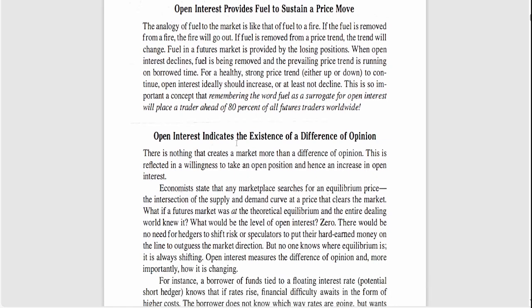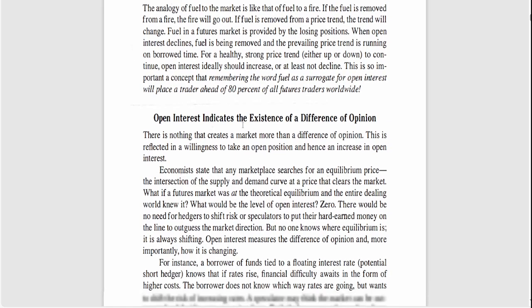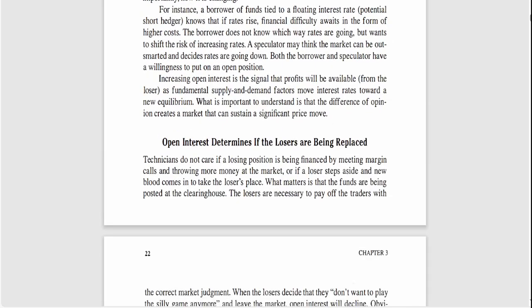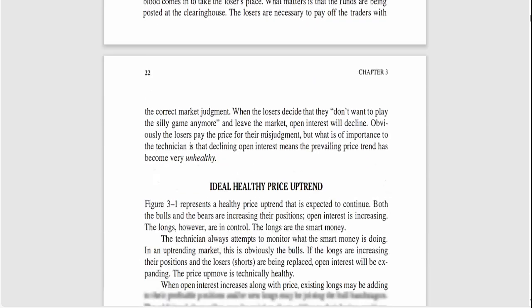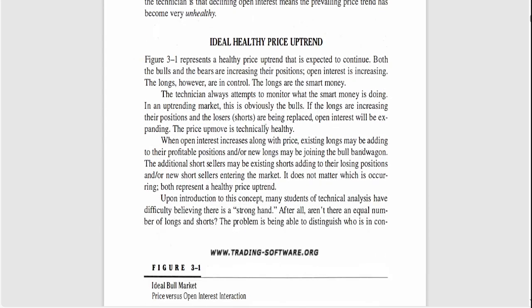Open interest indicates the existence of a difference of opinion. Open interest determines if the losers are being replaced. You can read all of this. I'm telling you, read all of this. For the ideal healthy uptrend, read all of this.